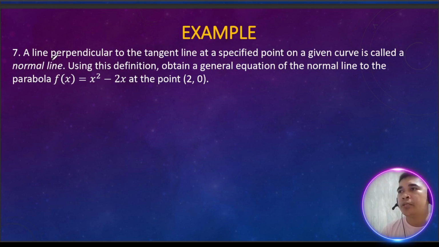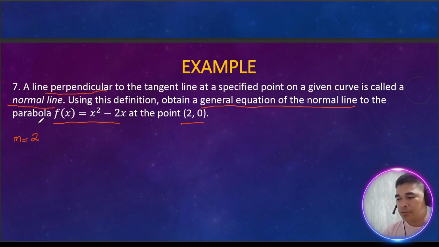Next, we have the last example, a line perpendicular to the tangent line. We must know that the line perpendicular to the tangent line at a specified point on a given curve is called a normal line. Using this definition, obtain a general equation of the normal line to the parabola f of x equals x squared minus 2x at the point (2, 0). Example 7 is connected with example number 6, and our slope there is 2. Since the normal line is perpendicular to the tangent line at the point (2, 0), its slope must be the negative reciprocal of the slope of the tangent line.